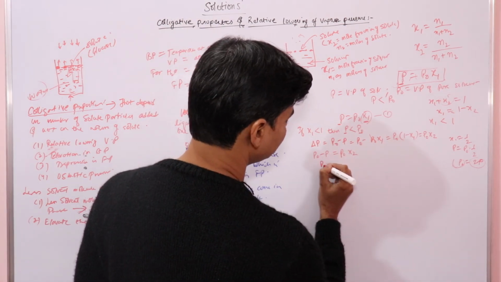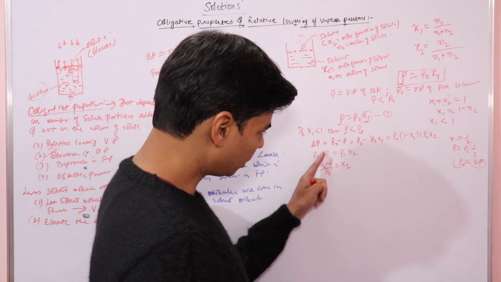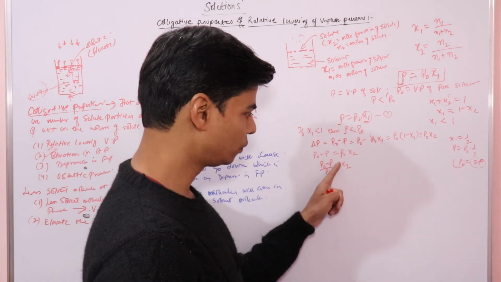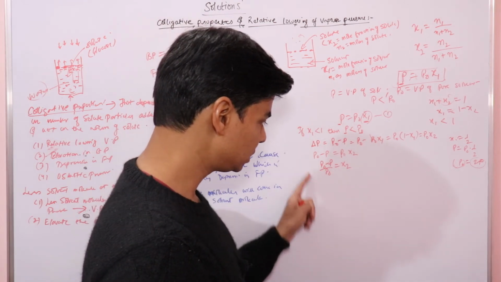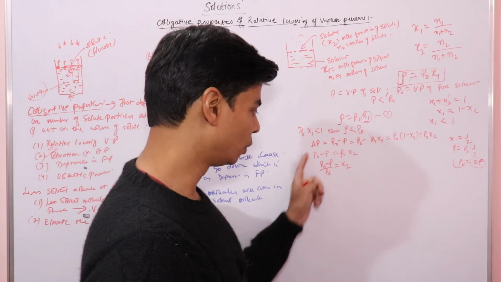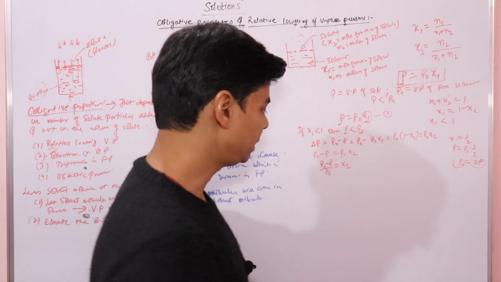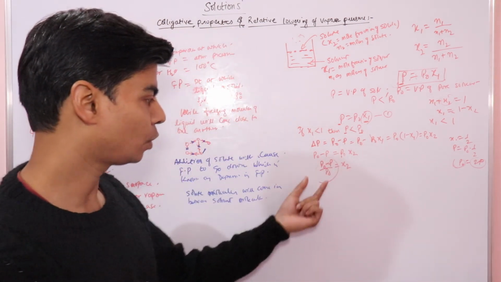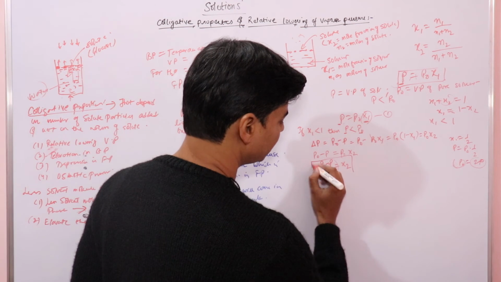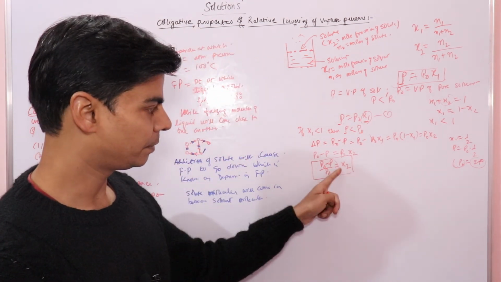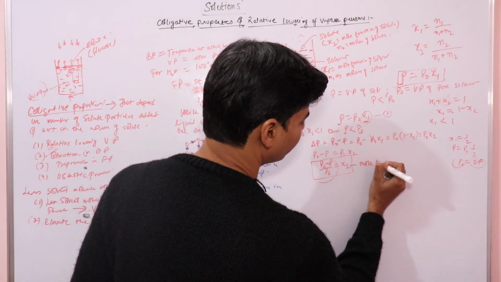If I write it like this, (P0 - P)/P0 = x2. So this is your relative lowering in vapor pressure, and this we have proved is equal to the mole fraction of solute, right? Lowering in vapor pressure is caused due to the addition of this solute. So it's clear from this relation that relative lowering in vapor pressure is equal to the mole fraction of solute, right?